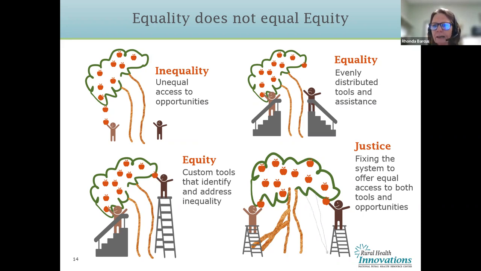And then lastly is actual justice. And justice means we are fixing the system so that we're offering equal access to both tools and opportunities. So instead of it just being about the resources of the fruit in the tree or building the steps, it's really about fixing the tree so that everybody has access to what's in the tree instead of having to have tools to be able to even get any sense of equity. So as we're thinking about health equity in our community, we need to keep that in mind. And how do we best serve different communities?